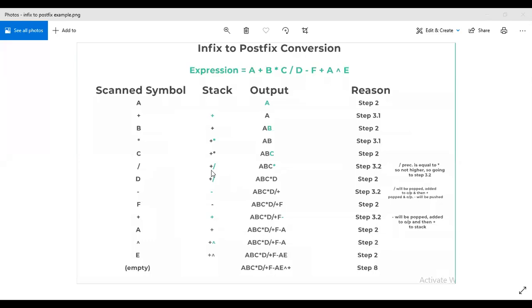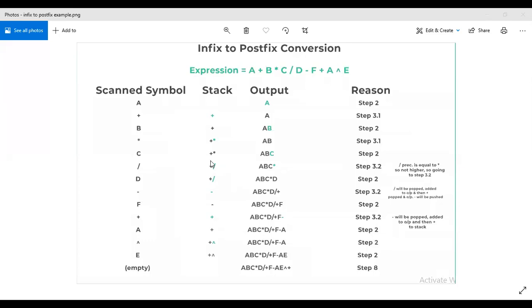So you can see here, I have popped star from the stack and printed it. Next, I compare plus and slash. Slash has more preference than plus, so I will push it onto the stack. So this is the important point.